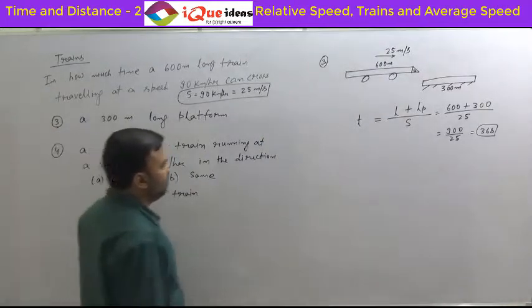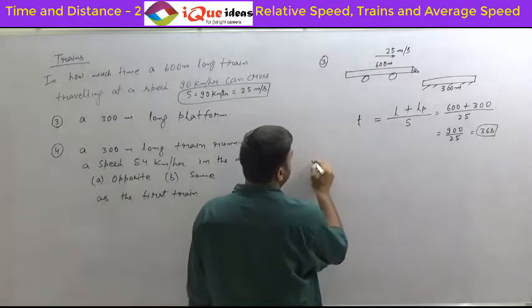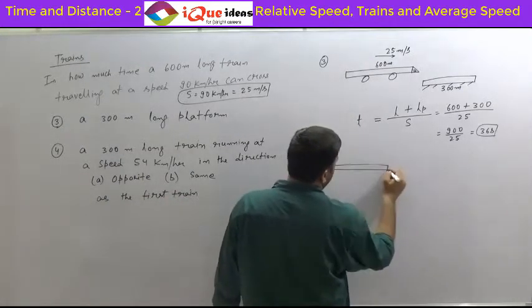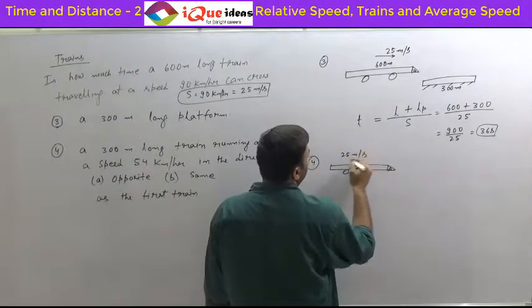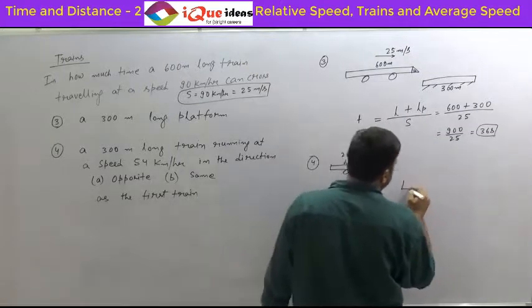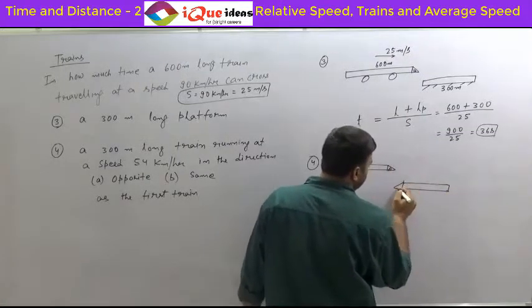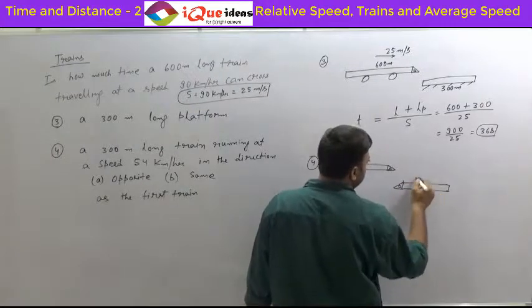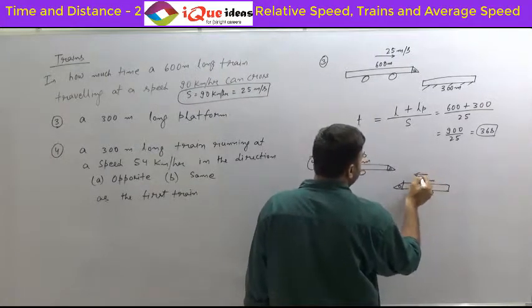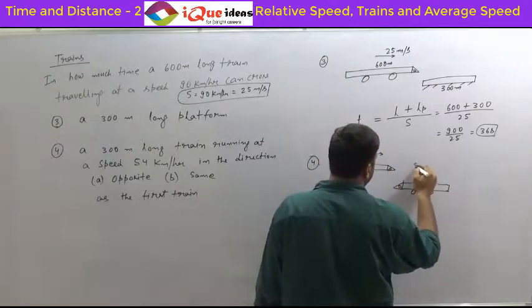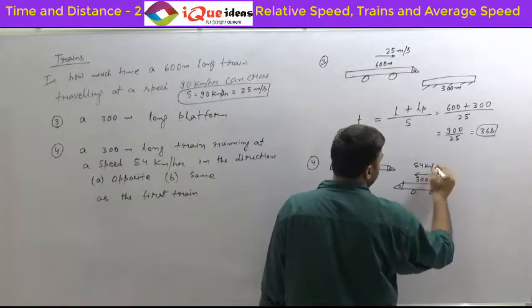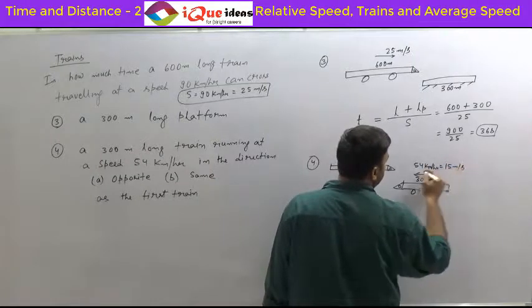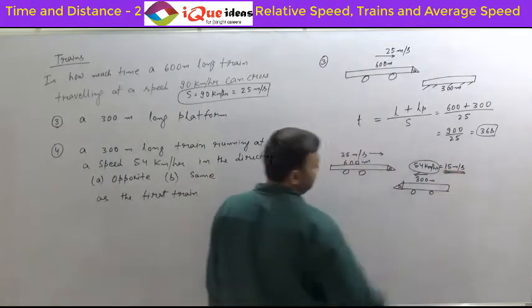Okay. Now the fourth case. What is happening? The first train that we had was already moving at a speed of 25 meters per second. Its length is 600 meters. Now there is another train. Let's say that it is moving in the opposite direction, the first case. Its length is 300 meters and it is moving in this direction at a speed of 54 kilometers per hour. So 54 kilometers per hour we have to convert into meters per second. How much will it be? This will become 18 3s are 54, so 5 3s are 15 meters per second. Remember, now we have to consider 15 meters per second.